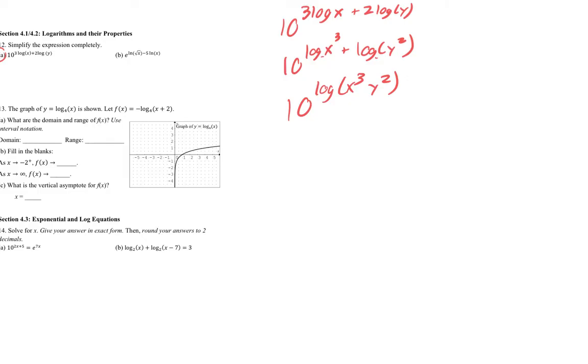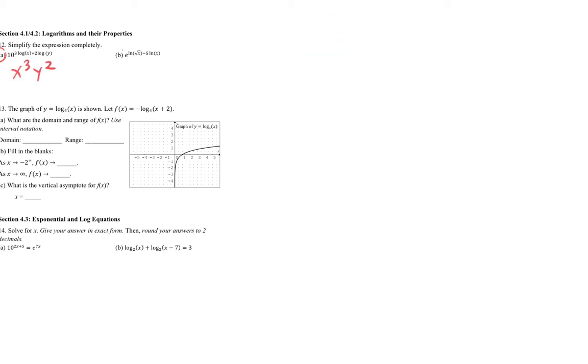And since this is assumed log base 10, because it doesn't have anything written as the base, 10 to the power of log base 10 is going to end up going away. Now we're just left with x cubed times y squared. Now we're going to look at question B.